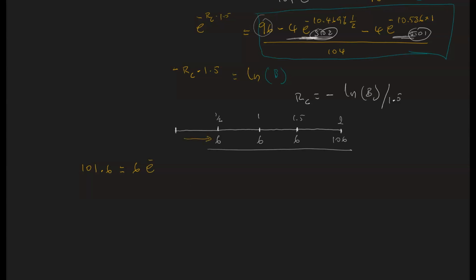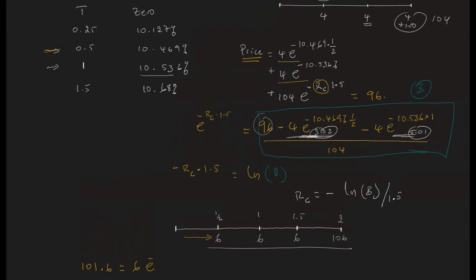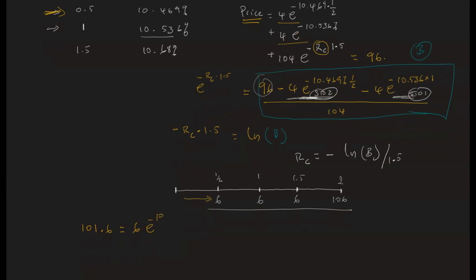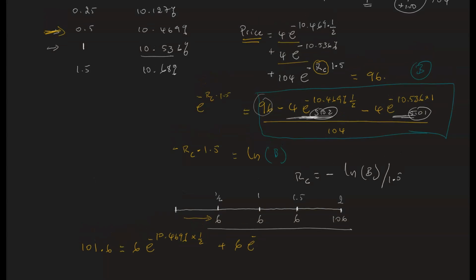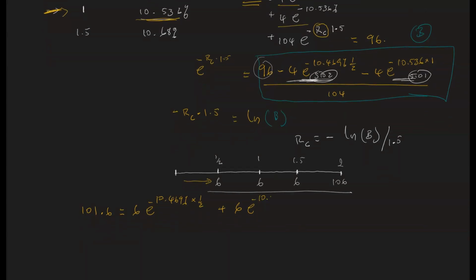What is the zero for half a year? The zero for half a year is going to be that zero that we had there, 10.469. So 10.469% multiplied by 1/2 plus 6 exponential of minus, what's the zero for 1 year? The zero for 1 year is that value at 10.536. So that's going to be 10.536% multiplied by 1 plus the third one is 6 multiplied by the exponential of minus.